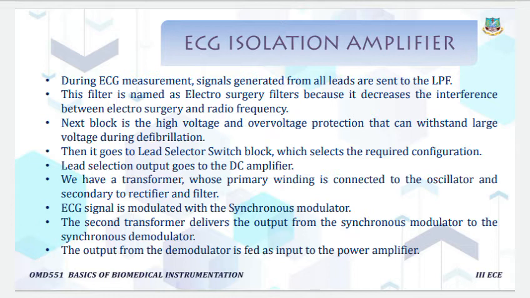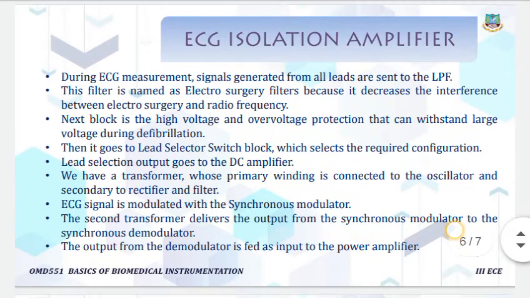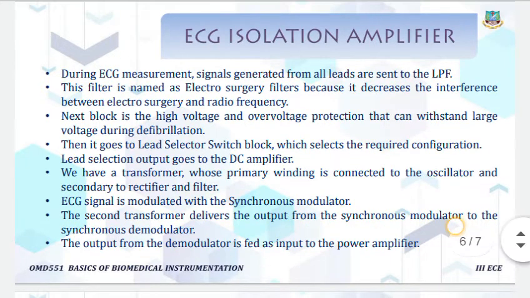During the ECG measurements, the signals are generated from all LEDs and sent to the low-pass filter. This filter is named the electrosurgery filter because it decreases the interference between the electrosurgery and radio frequency. The next block is the high voltage and over voltage protection that can withstand large voltage during defibrillation. Then it goes to the LED selector, which selects the required configuration, and its output goes to the DC amplifier.